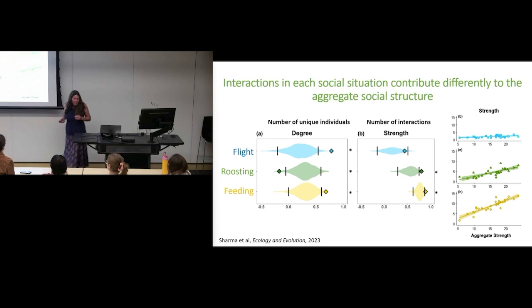When we look at how many unique individuals vultures interact with, but only when we consider social situations that happen during the day, so flight and feeding, flight and feeding contribute to the number of unique individuals you see more than roosting. In fact, roosting is negatively related to that. But when you think about how many individuals you tend to interact with, it's these ground interactions that have the biggest influence.